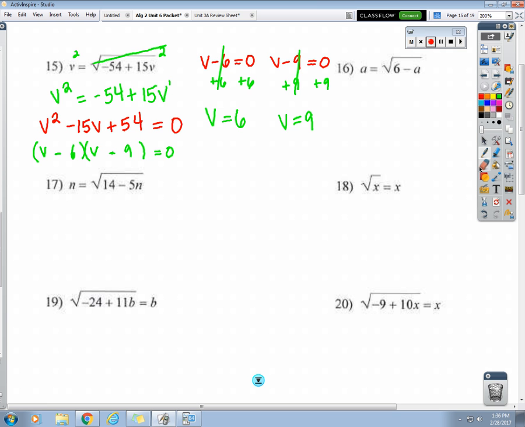Okay, so now you have two different solutions to check. So first we'll start with 6. If I plug in a 6 right here and a 6 right here, type in the square root of negative 54 plus 15 times 6 and see what you get.